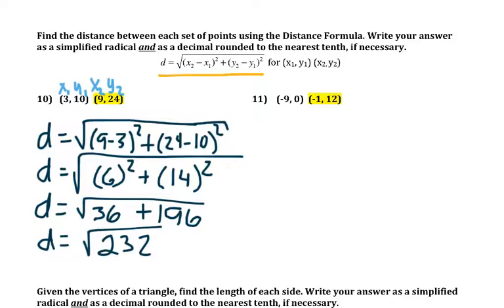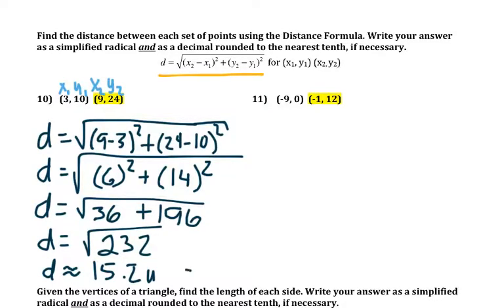So what we need to do now is we need to find that approximation. So just type it into your calculator and see if it comes out exact or as an approximate. Once you've typed it in, you should get d is about 15.2. And we'll say units because we don't know what the units are.